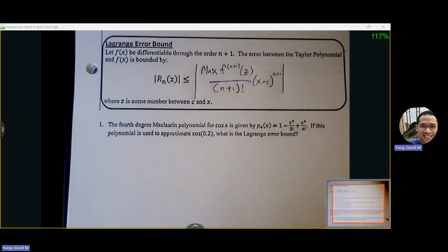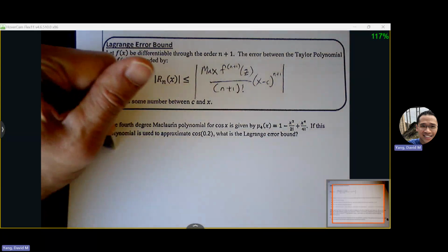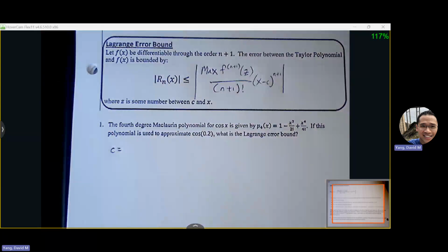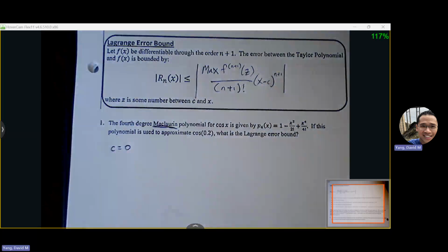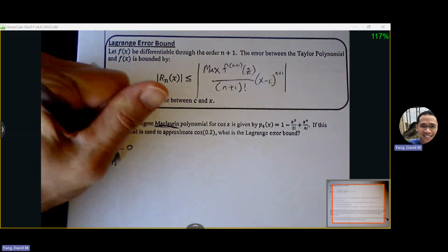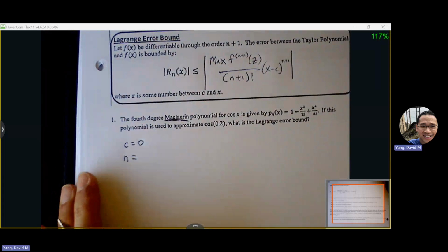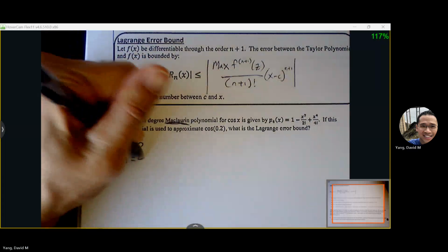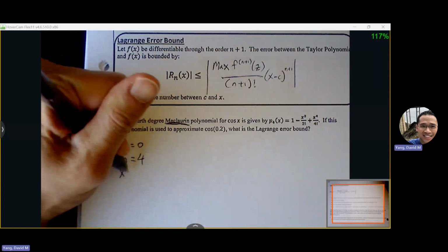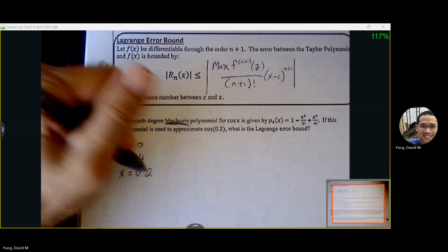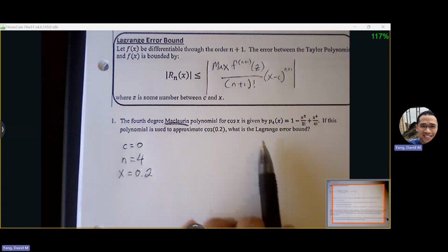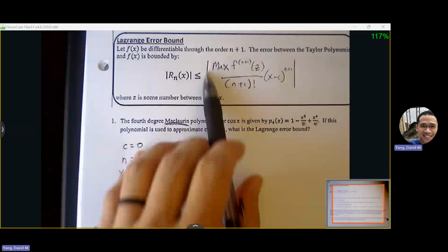First, what's our c value? What's our center? 0, because it's a Maclaurin. Our n value is our degree. What degree are we working on here? 4. What's our x value? 0.2. And we know that we have, okay, so let's set everything up here.